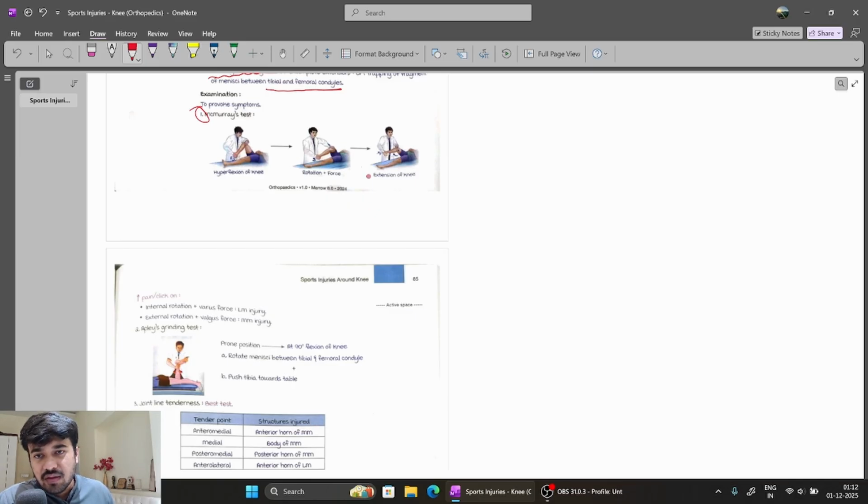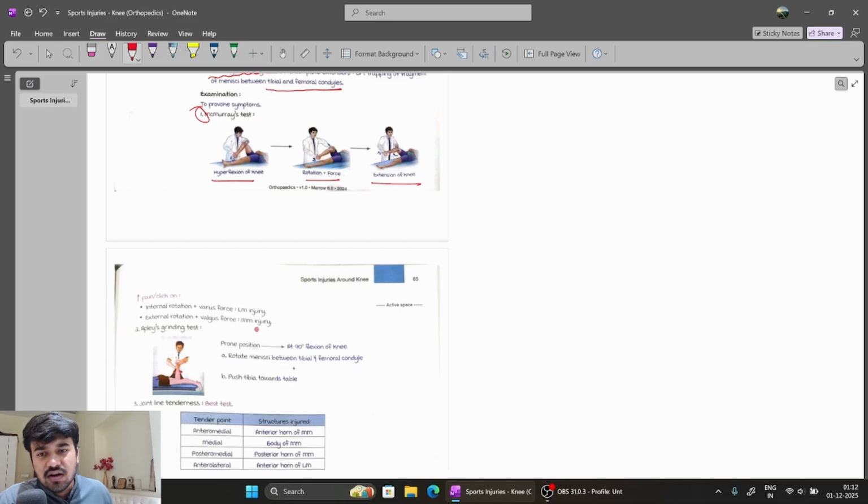So the patient is asked to lie supine on the bed and then start with hyperflexion, perform the maneuver internal rotation plus varus or external rotation plus valgus, and then extend the knee back to the natural position, right? So if on internal rotation plus varus force you hear a click sound or the patient reports pain, increase in pain, right, then that is suggestive of lateral meniscus injury. If external rotation plus valgus force leads to a click sound or leads to pain, then that is suggestive of medial meniscus injury, right?